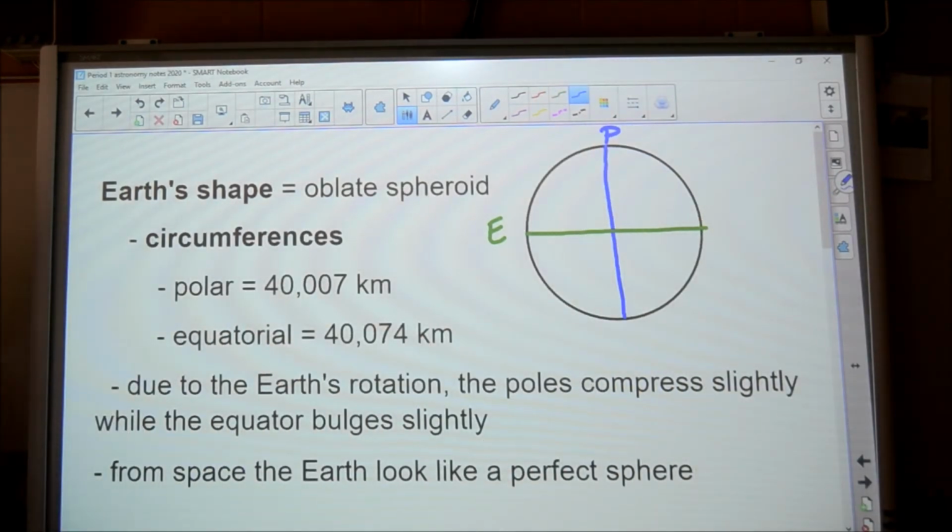So if you look at the two of them, they're not that far off. The polar circumference is 40,007 kilometers, whereas the equatorial is 40,074 kilometers. From space, the Earth looks almost like a perfect sphere because they're so close together.